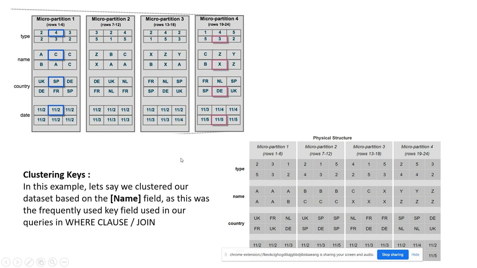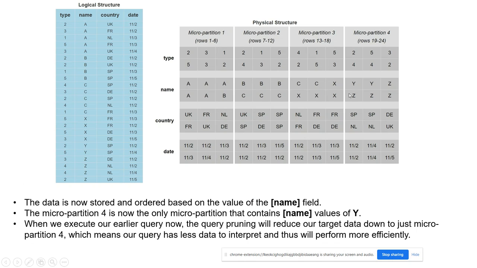But in real time, a table can contain millions or billions of records. Here we are storing only 24 records, but in real time we may deal with millions and billions of records. That time it will help. There will be hundreds and thousands of micro partitions, so while fetching the data, micro partitioning and clustering will help a lot in improving the query performance.